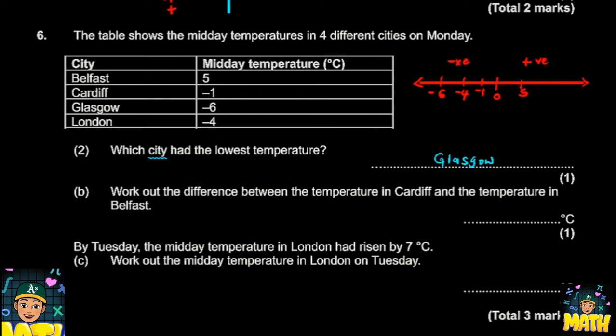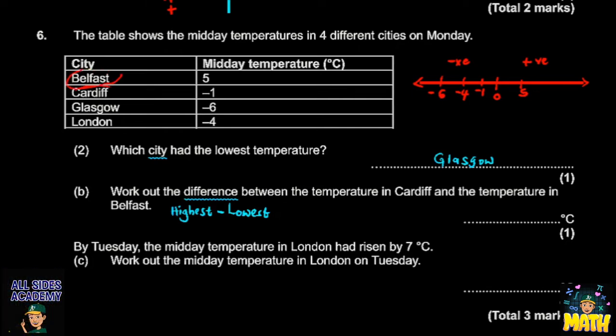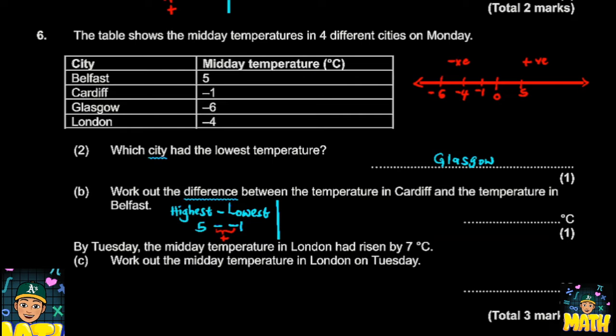Okay, work out the difference between the temperature in Cardiff and the temperature in Belfast. Temperature difference is given by highest minus lowest. So the temperature difference will be given by the highest, which is 5, minus -1. The two negatives give you a positive, so you're going to have 5 plus 1. 5 plus 1 gives us 6, and that's the temperature difference.